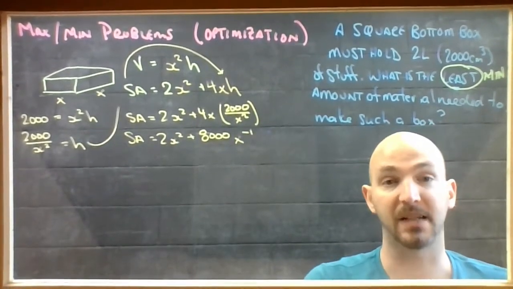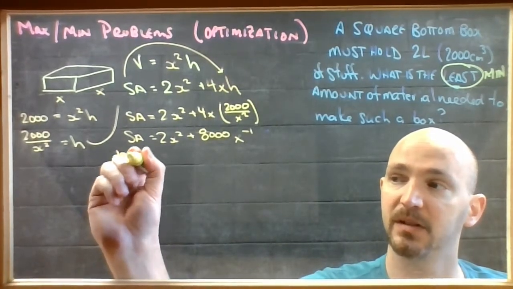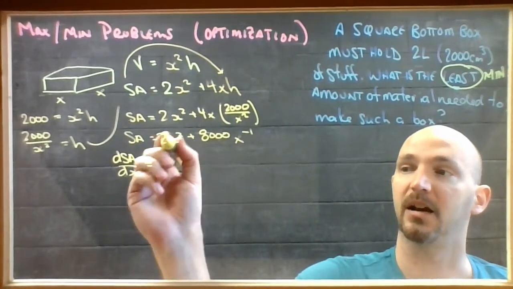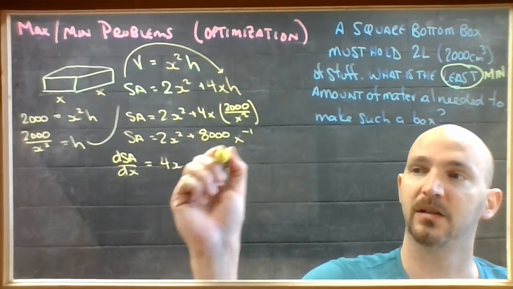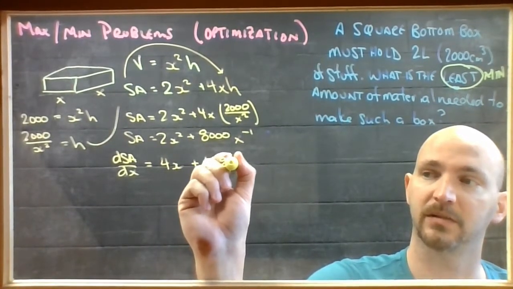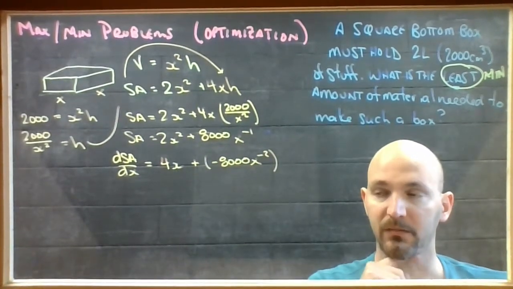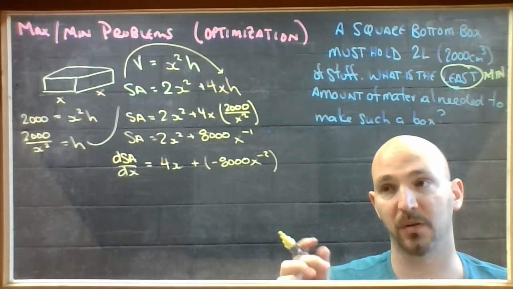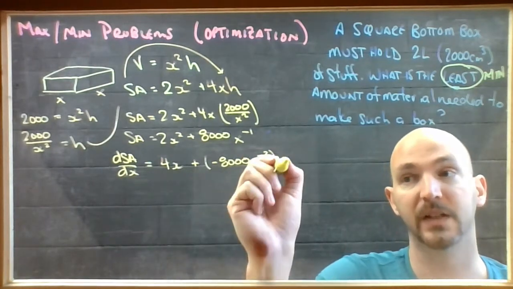And of course, max-min values are found by taking the first derivative. So dA by dx. Bring the 2 in front, 2 becomes 1. Bring the negative 1 in front, so negative 2. So there's my first derivative. And at a maximum or a minimum point, this first derivative, which is the slope of that wonky curve, is 0.